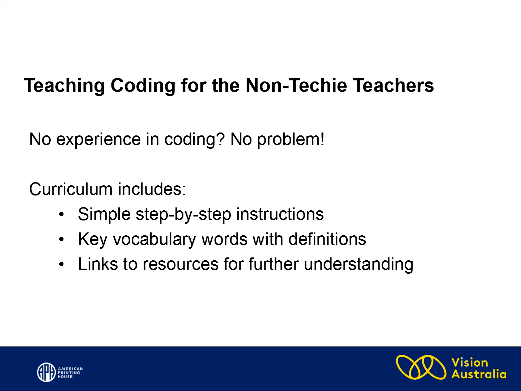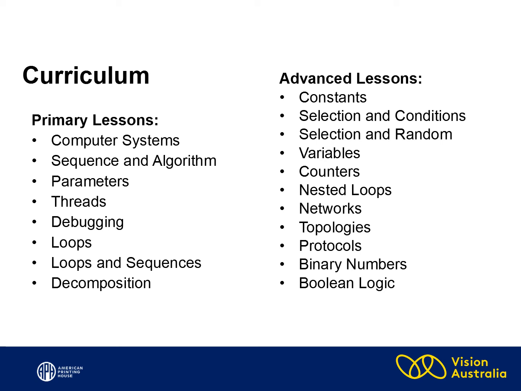It's creative and fun. The CodeJumper curriculum is divided into primary and advanced lessons. The primary lessons include fundamentals such as computer systems, introductions to sequences and algorithms, learning parameters, threads, and basic debugging. For older or more advanced students, you can also progress to our advanced lessons and learn about constants, selections and randoms, variables, nested loops, topologies, and even concepts such as network protocols, binary numbers, and Boolean logic.